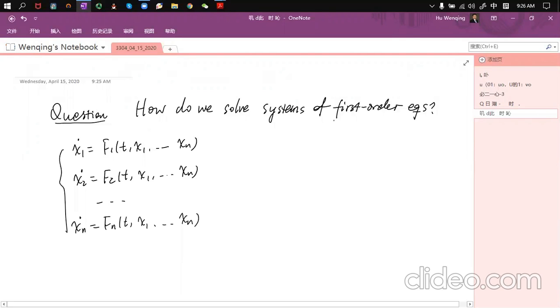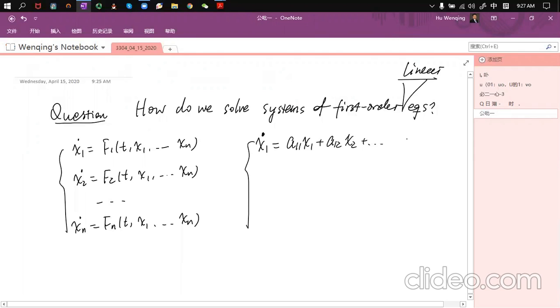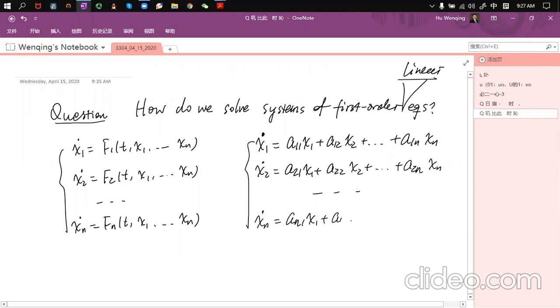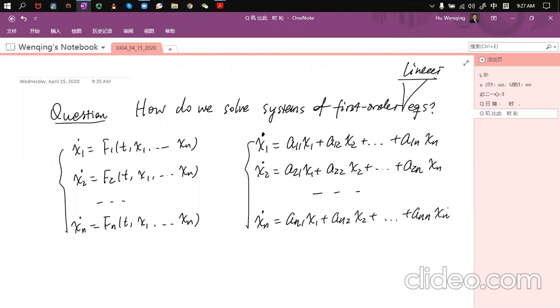Well, the simplest way is to solve systems of first order linear equations. By that, it means it is even simpler. Remember what a linear equation is about: it is like a linear combination. So x1 dot is a11 of x1, plus a12 of x2, plus dot dot dot, plus a1n of xn, and so on. x2 dot is a21 of x1 plus a22 of x2 plus dot dot dot plus a2n of xn, and so on. xn dot is equal to an1 of x1 plus an2 of x2 plus dot dot dot plus ann of xn. That's the system of first order equations like this.